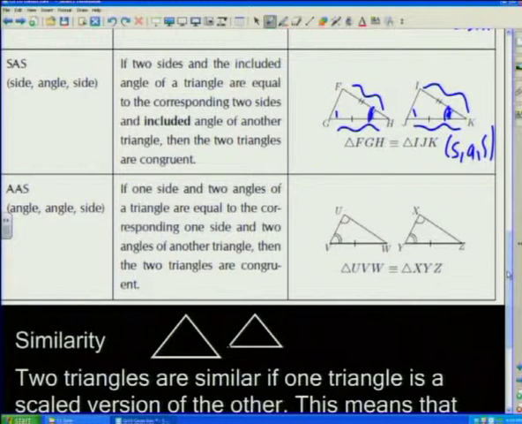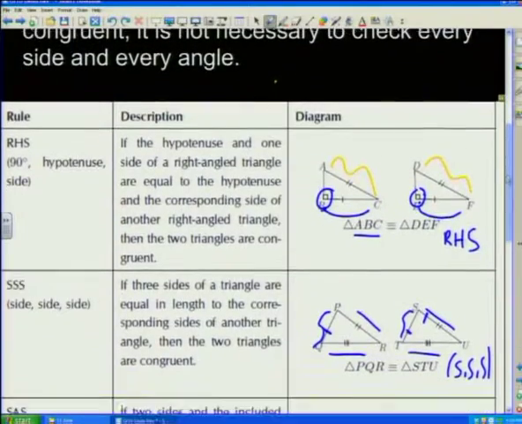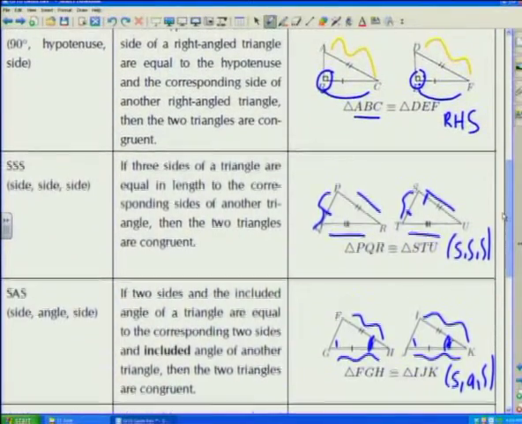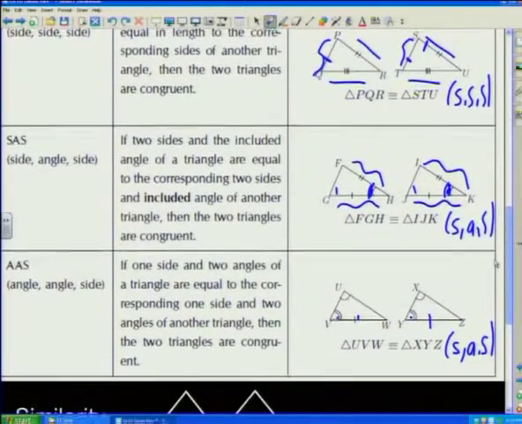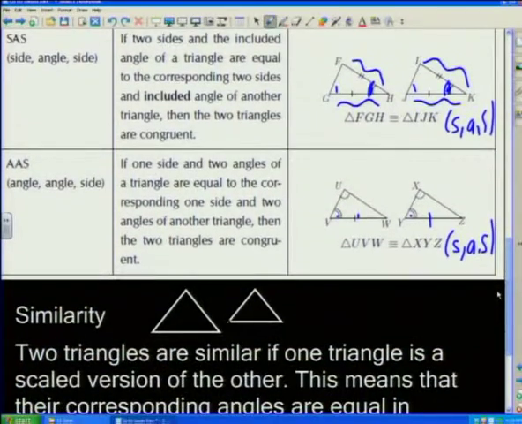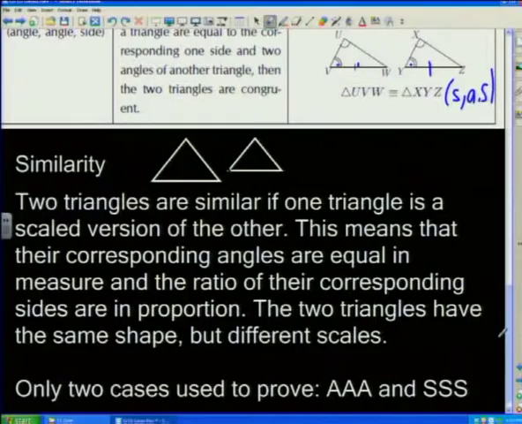And then the last reason for congruency, so there's four cases, is angle, angle, side. So if one side and two angles of these two triangles are equal, then the triangles are congruent, and you say your reason, angle, angle, side. So you've got two angles equal, one side, then that's your final reason. So our four reasons for congruency, very quickly: right angle, hypotenuse, side; side, side, side; side, angle, side, making sure that the angle is actually included between the equal sides; and then finally angle, angle, side. We're going to briefly touch on similarity.